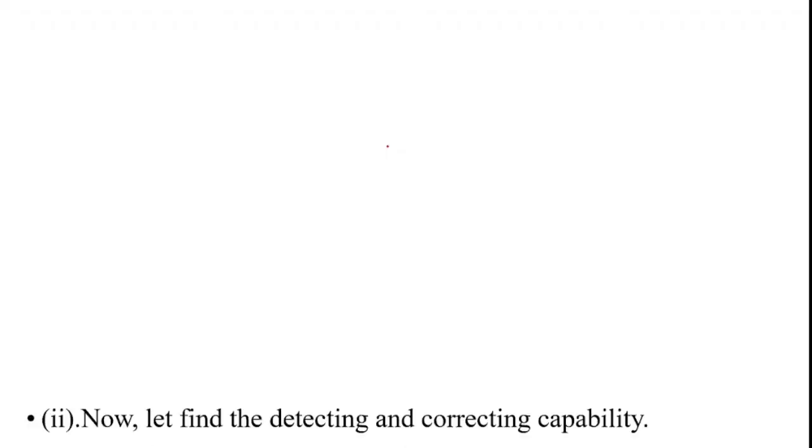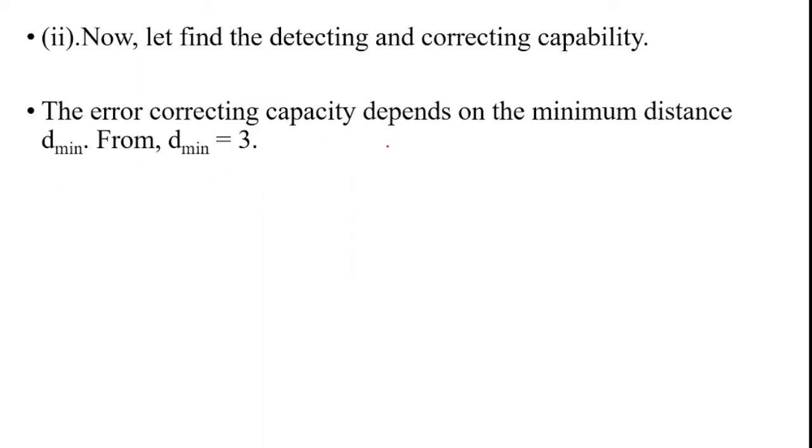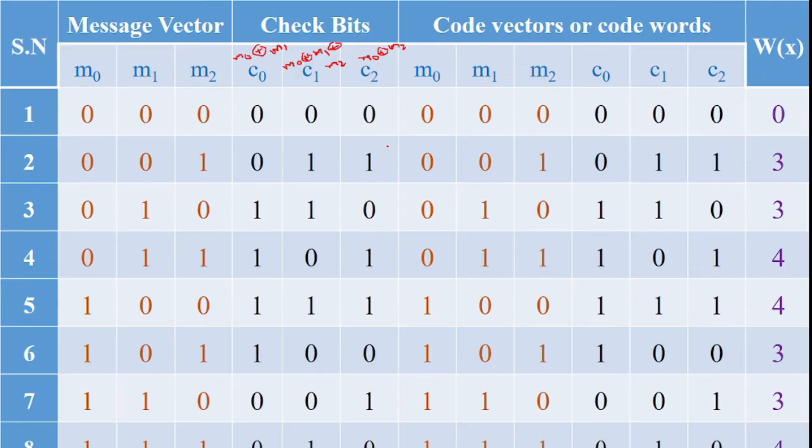And the second part is to determine the error correcting and error detecting capabilities. So from this table, first find out the Hamming weight. First find out the minimum distance, and the Hamming weight is the weight of the code vector. In this code vector, the weight is 0, and in this code vector, it is 3.